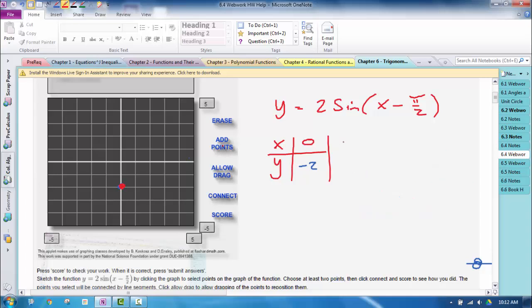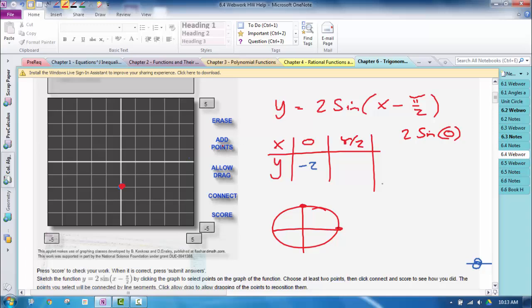The next thing to do is to do one more point. I'm going to choose the next point as 90 degrees, because typically on the unit circle we want to go by increments of 90, because we start off at 0 and go to 90 and then 180 and so on. So the next point I'm going to do is plugging in 90. When I do that, I get 2 times the sine of 0, because 90 minus 90 is 0. The sine of 0 is 0, so it's 2 times 0, which gives you 0.